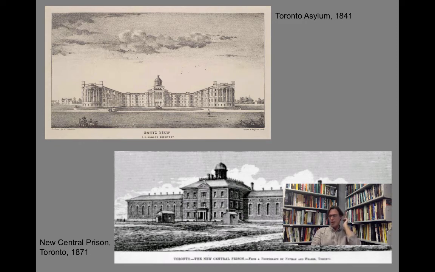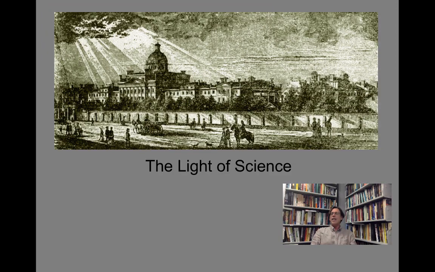This is again a picture of the Toronto Asylum from the 1840s. This is a lovely illustration of it, showing the light of science shining down on these institutions. And there's a real sense here, a real hope, something optimistic, that they can reform the individual, that they can bring the mentally unstable person back to good, effective, functioning citizenship in our society.